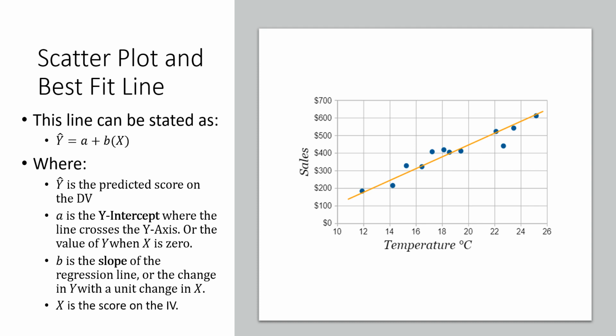B is the slope of the regression line, or the change in y with a unit change in x. So for every degree that temperature changes, the sales would increase by y, or by b, excuse me. And so x is the score on the independent variable. So for every change in x, again here it's temperature, we'd expect the change in sales to be equal to b. That is why it's b times x.